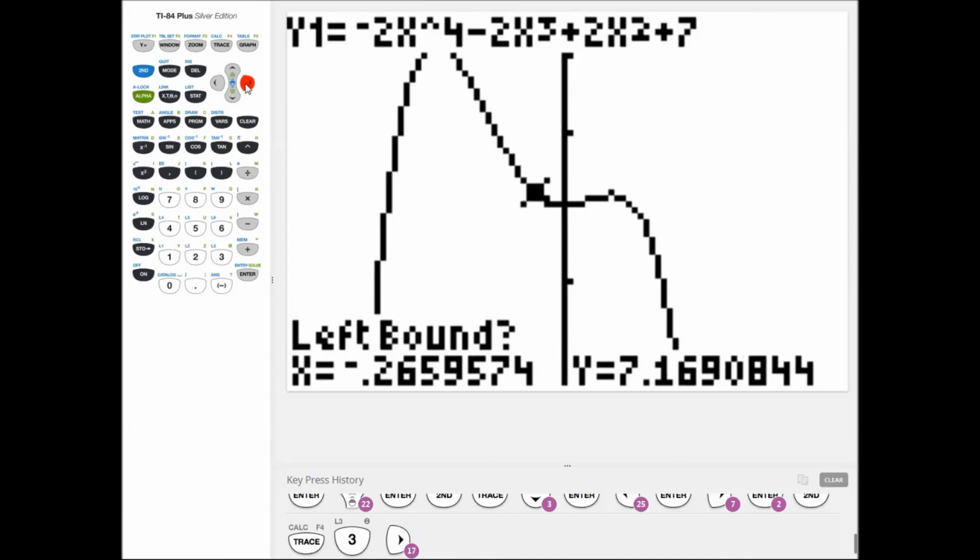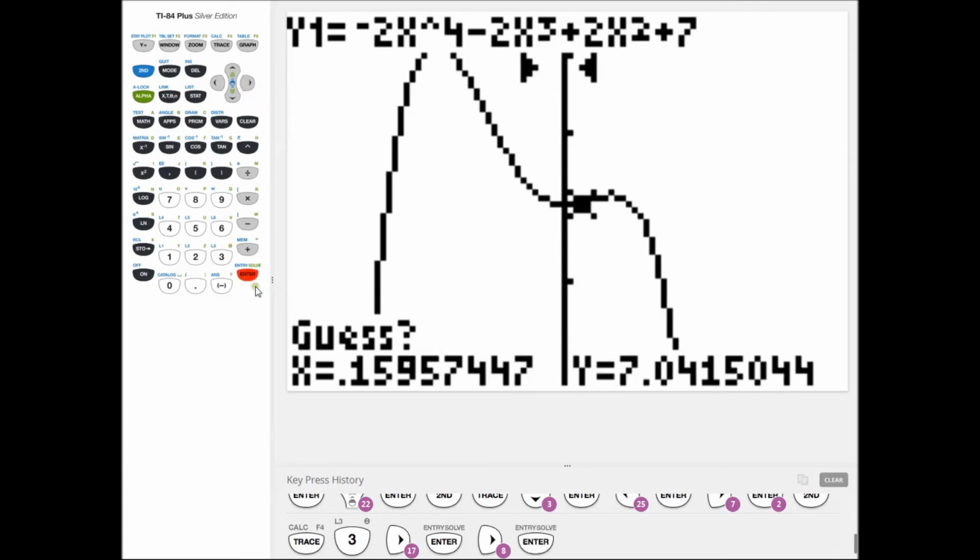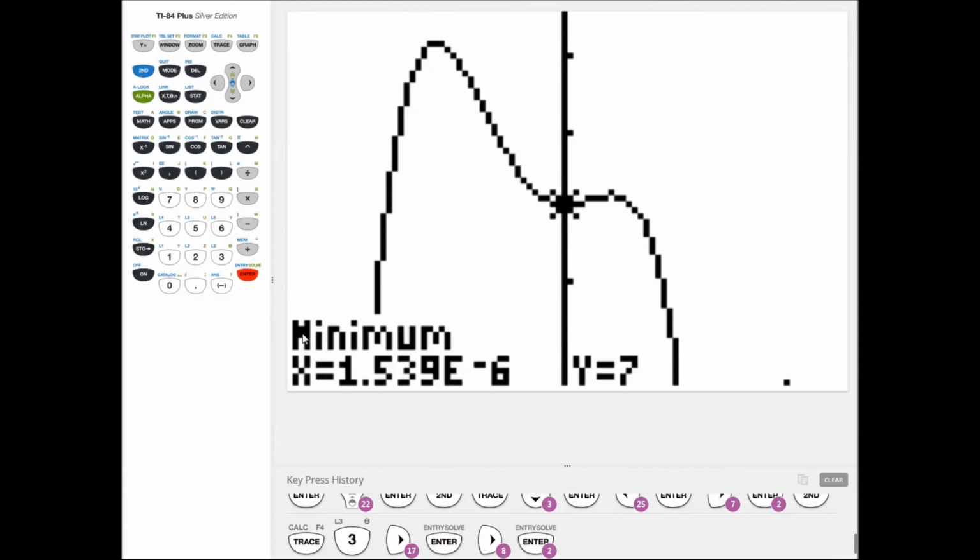Now I need to pick a left bound, so I can go and hit enter now because I am to the left of it. Just make sure there's not another minimum in the same region that you select. And I'm to the right of it now, probably. Let's go a little further. Right there's definitely to the right of it. We'll press enter. Guess, press enter. There's the minimum.